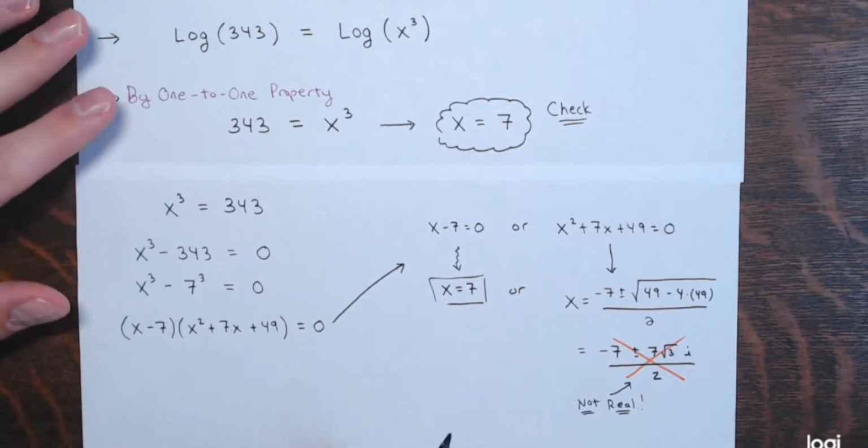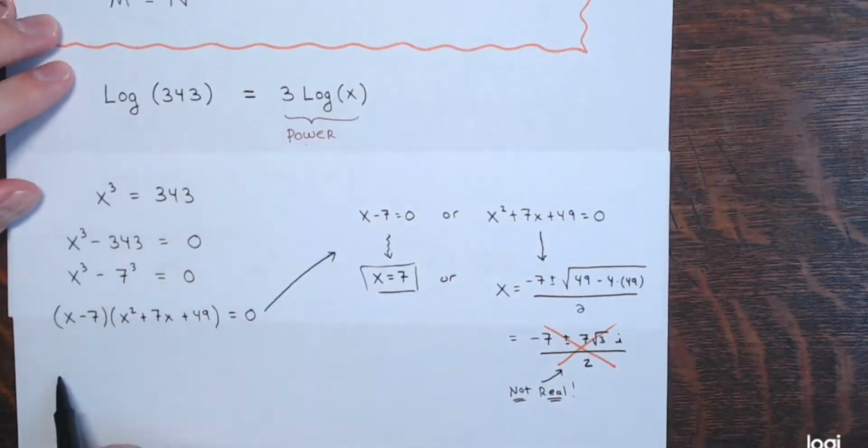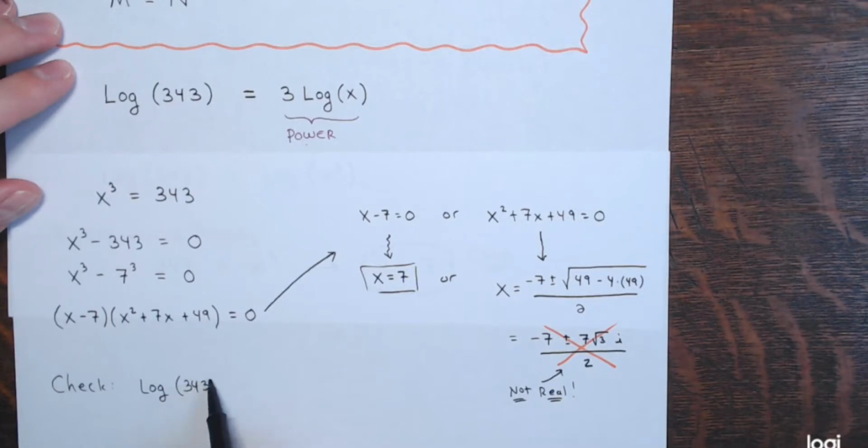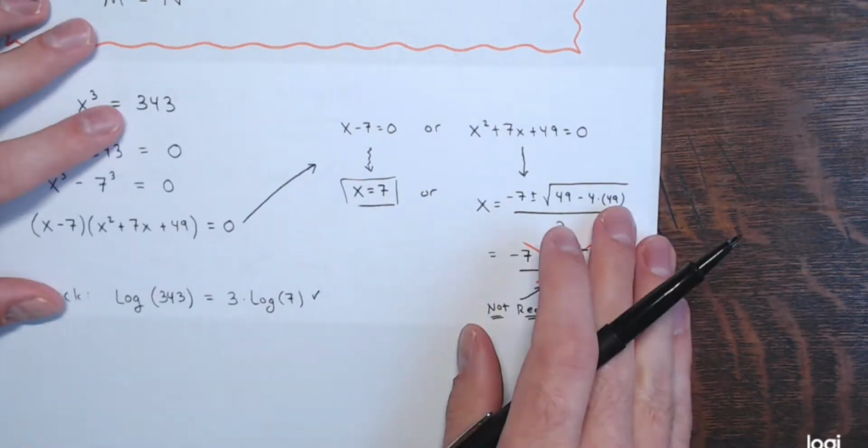So now we check. Let's check our solution. The only one I'm going to check is x equals 7. So we have the log base 10 of 343 equals 3 times the log of 7. And if you put the 3 inside using the power property, this is true. You have the log of 7 to the third power, which would be the log of 343. You could also pull up a calculator if you want.